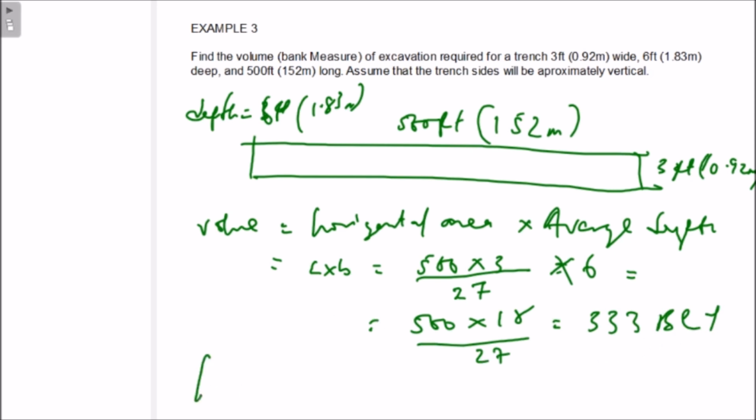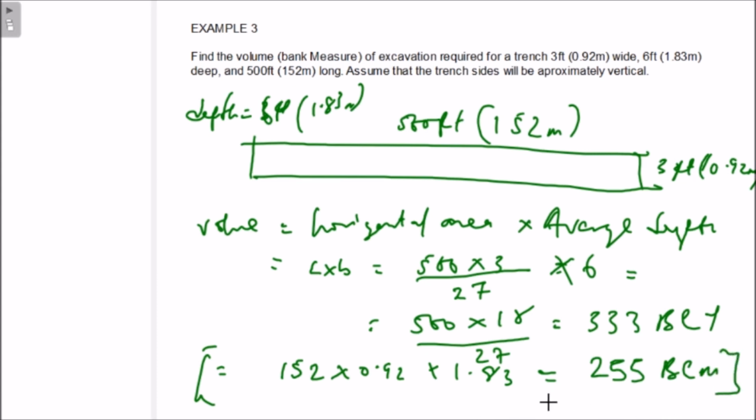We can also do that in meters. In meters, we are given 152 meters as the length, multiplied by 0.92 as the width. Then the average depth is 6 feet, which in meters is 1.83. We don't need to divide by 27 because we are expressing in bank cubic meters. So our answer is 255 BCM, bank cubic meters. So that's what we have from this calculation.